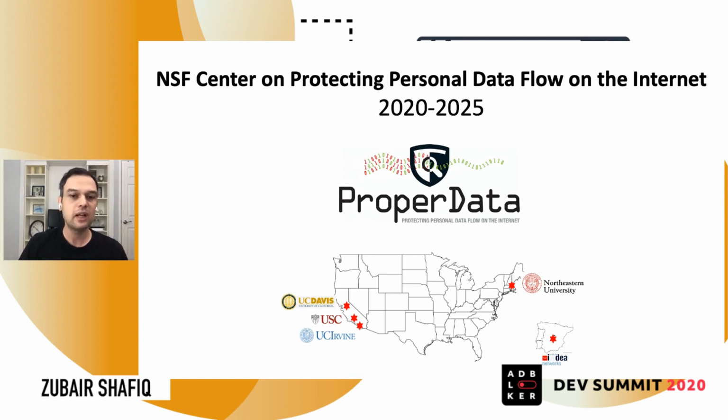So this is a $10 million collaborative research center funded by the National Science Foundation in the US. We also have collaborators from the EU. We are trying to improve privacy enhancing tools, and one of our thrusts focuses on anti-tracking and ad blocking.